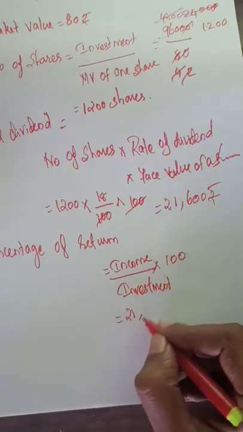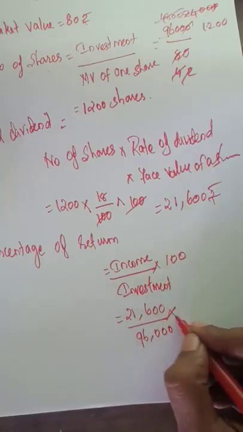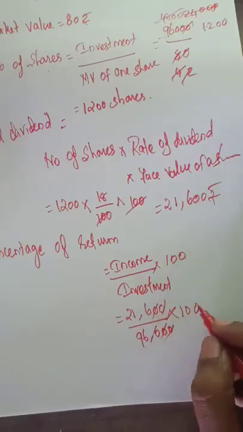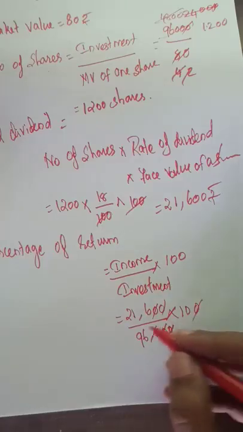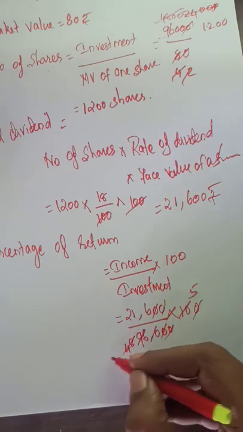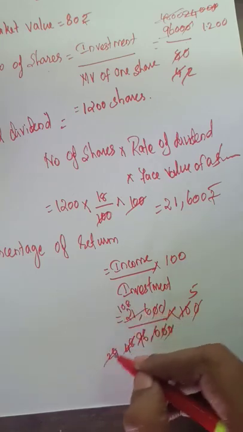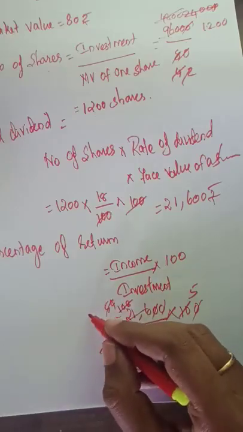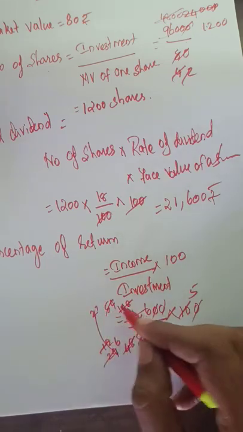So what about the income? 21,600 divided by 96,000 into 100. Okay, simplify. 48, 5, 24, 16, 108, again 12, again 54, 6, 20. Okay, if you multiply, you will split.